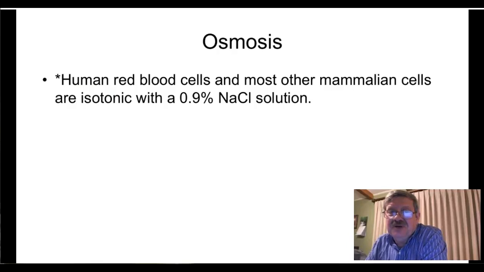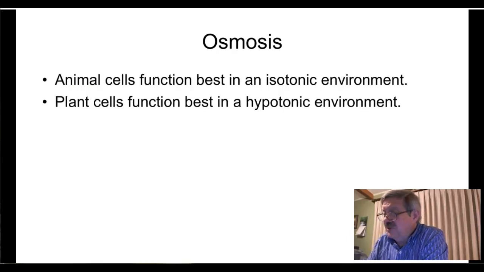It's saying if you take all the contents of that cytoplasm, all the different minerals, all the different proteins and amino acids, carbohydrates and everything, that has a pull for water equal to a solution that is 0.9% sodium chloride, 99.1% water. Okay, and then this is what we just talked about a minute ago. Animal cells will function best in an isotonic environment. Plant cells function best in a hypotonic environment.